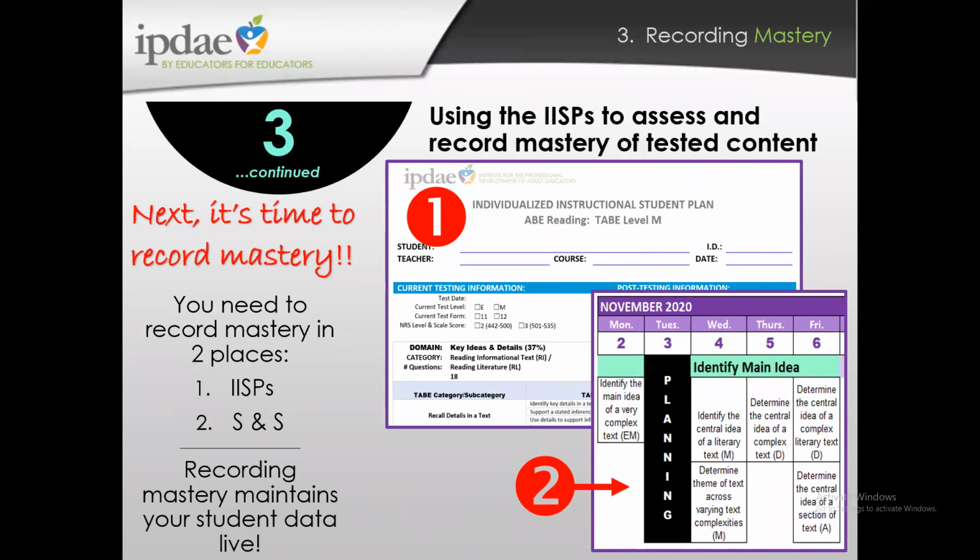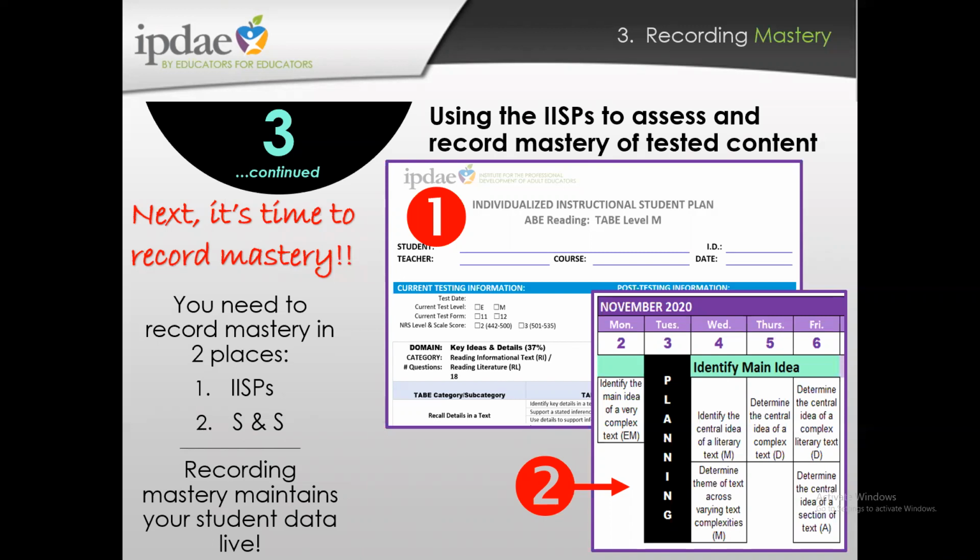As we finish up with this third scenario, you have to remember that every time a student demonstrates mastery after instruction, you've got to update the student's IISP with the mastery date next to the corresponding TABE skill. Also, when your class as a whole demonstrates mastery of a particular TABE skill, you need to cross it out on your scope and sequence. This way, you can always go back and provide additional instruction on any remaining non-mastered content.